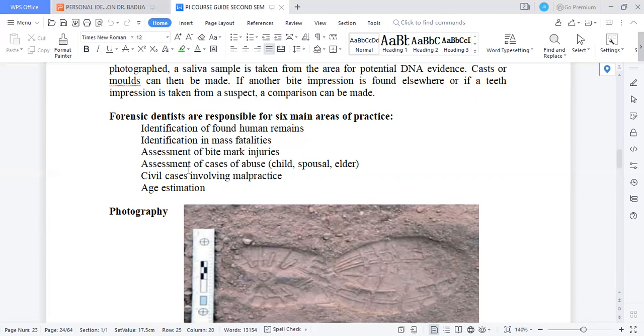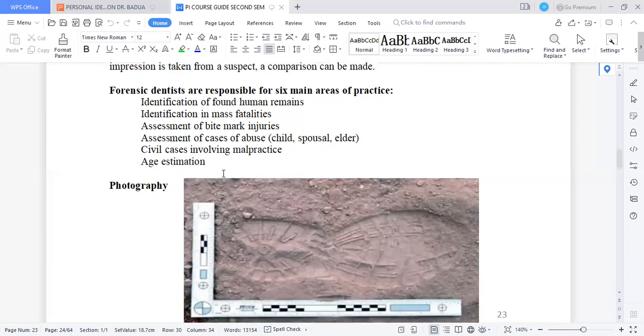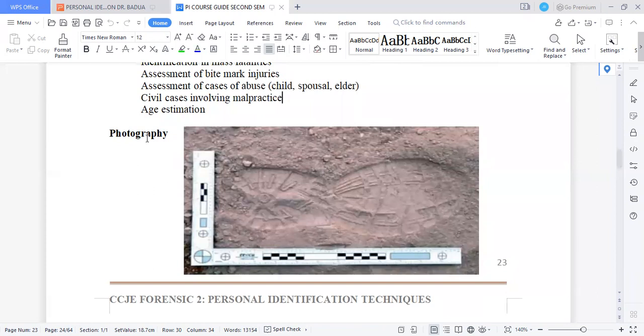Okay, assessment of bite marks, then the cases of abuse, child, spousal or elder, civil cases involving malpractice. This is already on the part of a person who is not authorized to probably work on the teeth of a certain individual. Okay, and age estimation. So aside from forensic odontology, photography is very essential also to establish identity of a person.